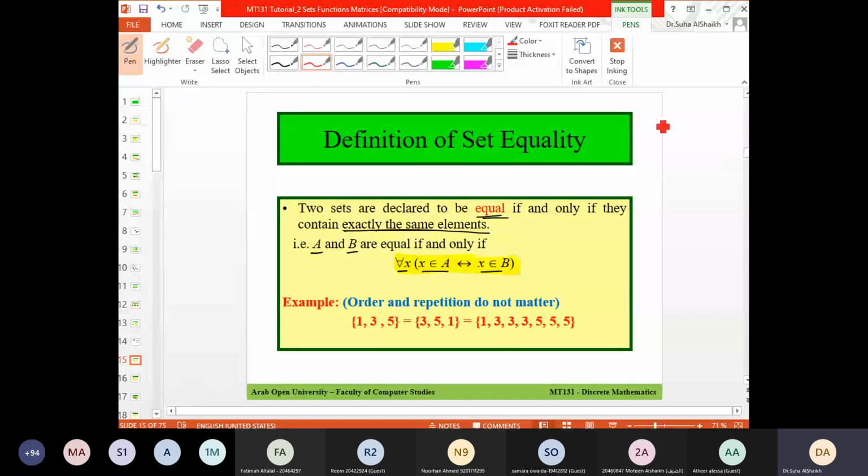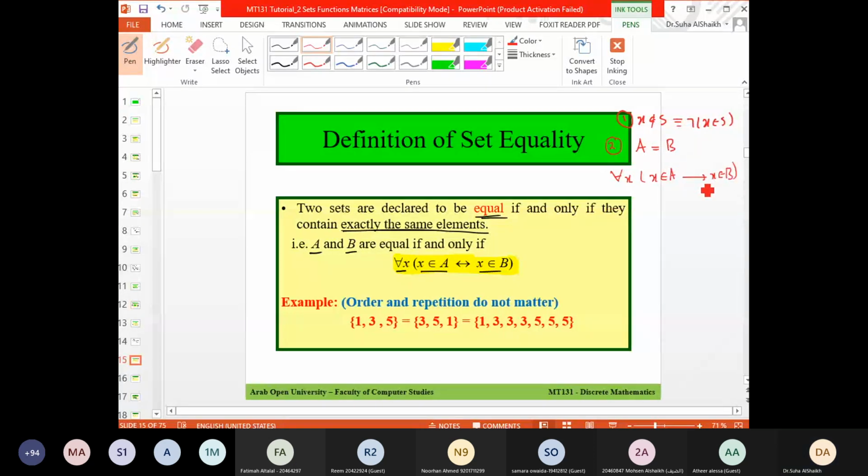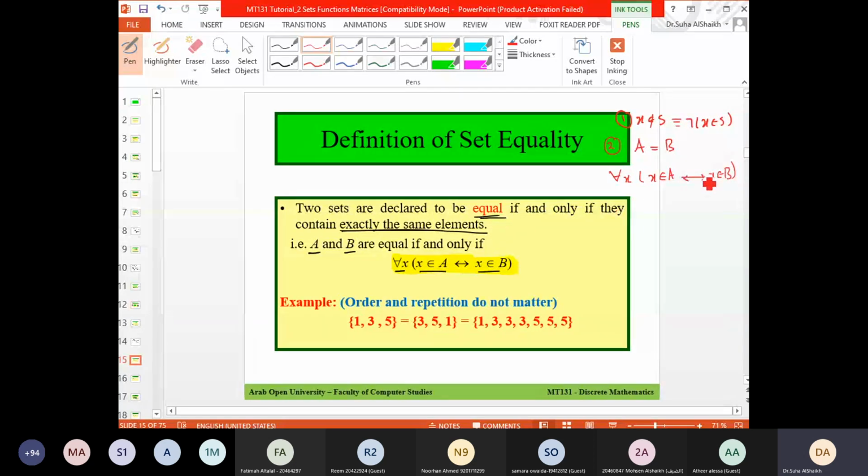Pay attention, put these notes on the side. What does it mean that x is not in S? This happens if it is the negation of x in S. This is the first one we took. In the second we take this: two sets A and B are said to be equal if for all the x's, if x is in A then x is in B, and the opposite. So it's if and only if.